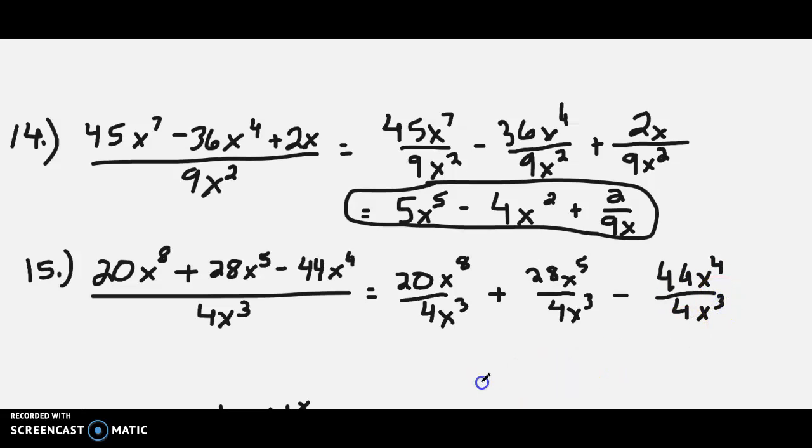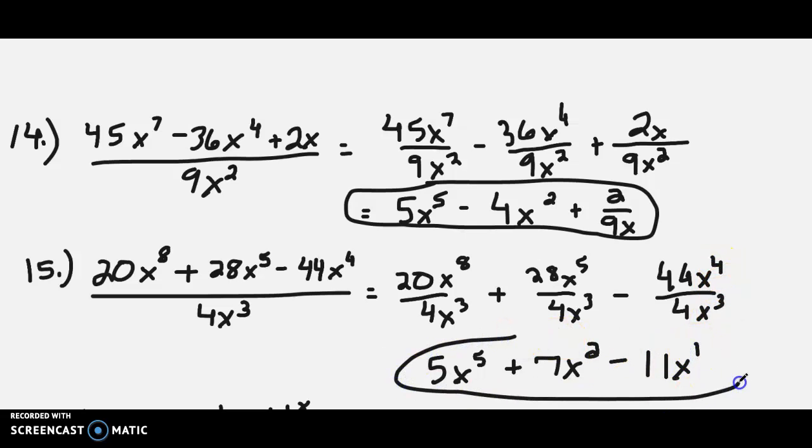And then we simplify. 20 over 4 is 5. X to the eighth over x to the third, I'll have x to the fifth. 28 over 4 is 7. X to the fifth over x to the third simplifies to x to the second. 44 over 4 becomes 11, and then I just have 11x because 4 minus 3 is 1. It's really an x to the 1 power. Don't have to write that 1 exponent if you don't want to.